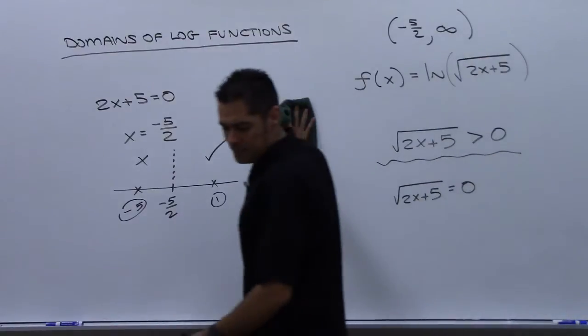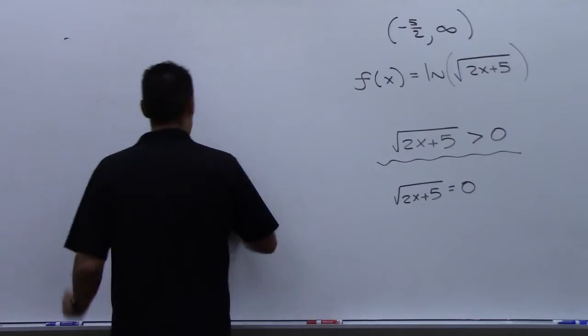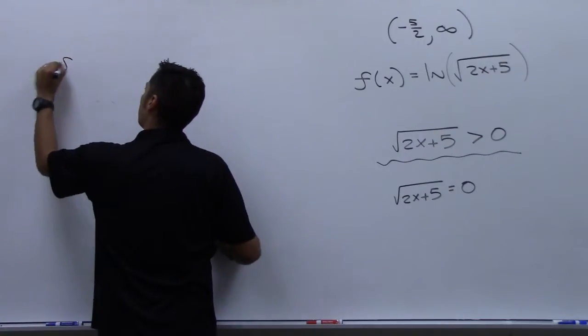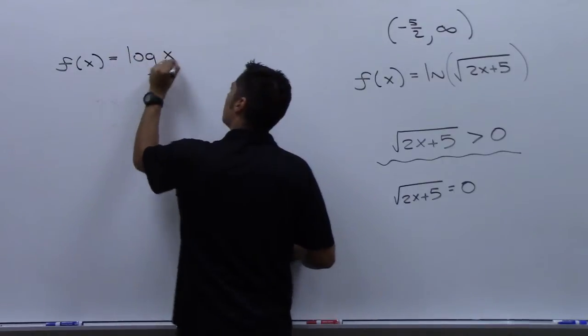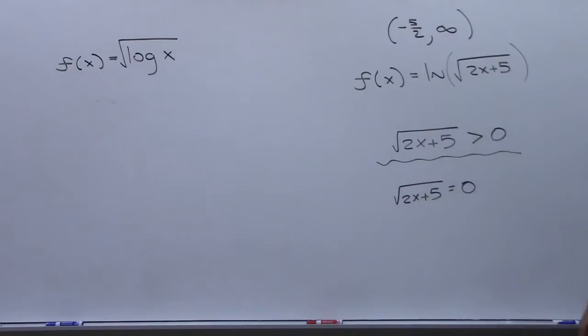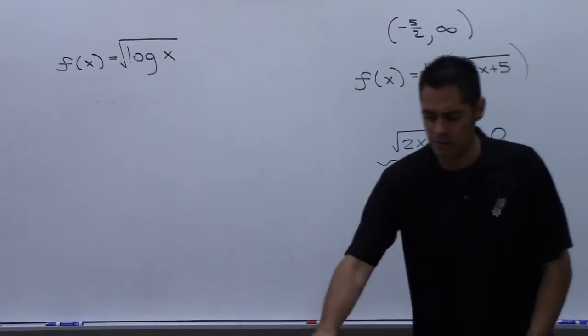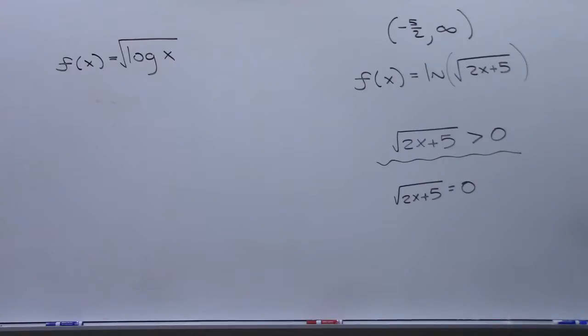Okay, let's try something slightly different than that one. How about f of x is just log of the square root of x? That's different than this, right? By the way, what's the base of that log? 10? Base 10. Yeah, that doesn't have any impact on what we're doing here, right?